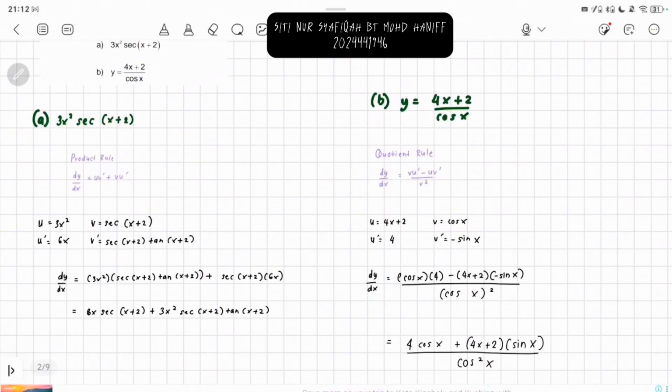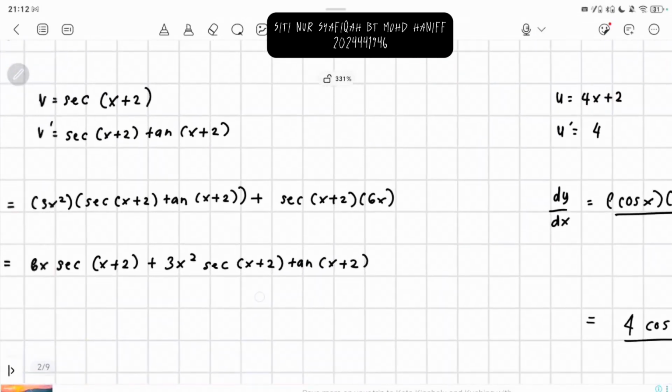The formula for product rule is uv prime plus vu prime. Then you can identify the u and v based on the function given. We can see 3x squared is the u and sec x plus 2 is the v. You can then find the u prime and v prime by differentiating the u and v. After you get all of the variables, you can substitute the values into the formula. Then you will get this answer.